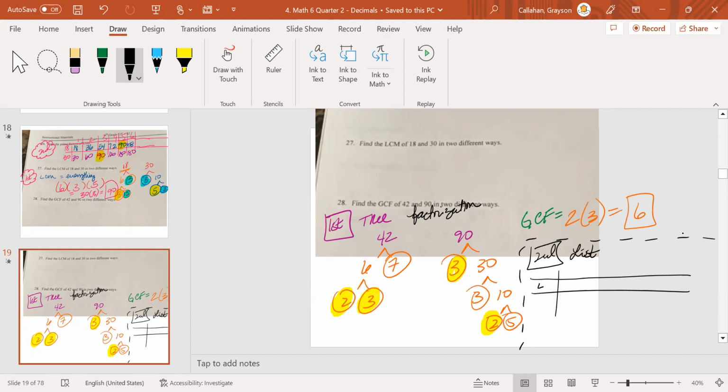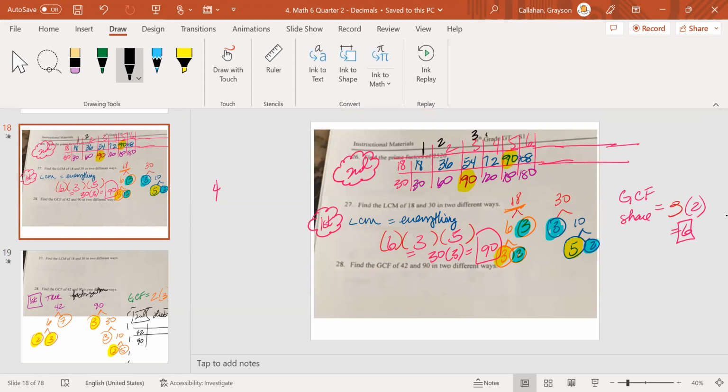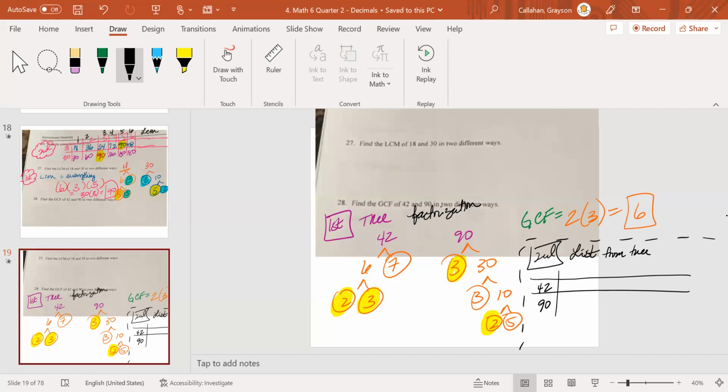So we're going to have 42 and 90. You're going to do the list from the tree. Okay, so you're not going to do 42 times 1, 42 times 2, like we did with this one. Do you see how this one you have a 1, 2, 3, 4, 5, 6 right here? You only do this for lowest common multiple, okay? So for the list method, for greatest common factor, you're going to list all the numbers from the tree, okay? So let's list the numbers from the tree.